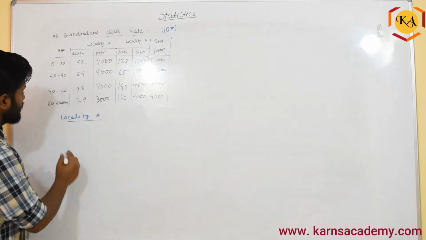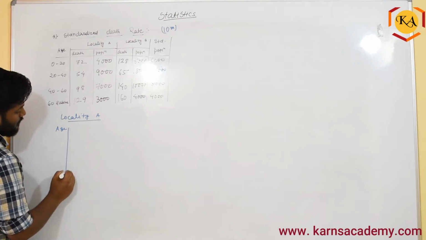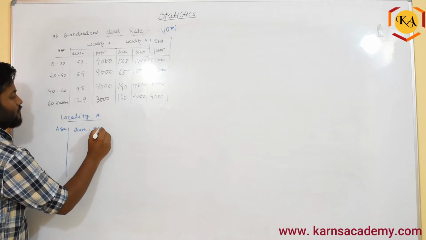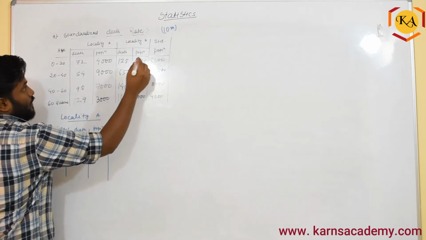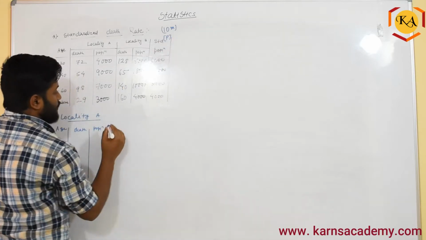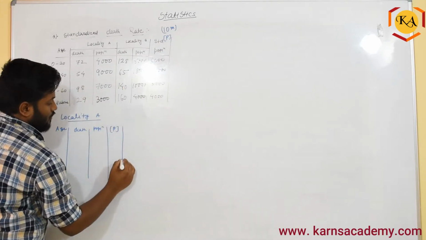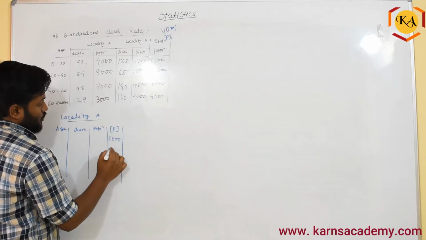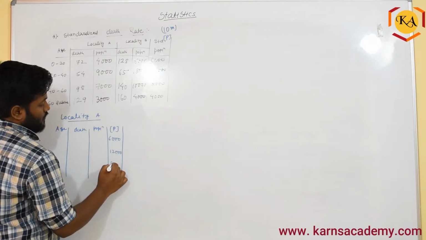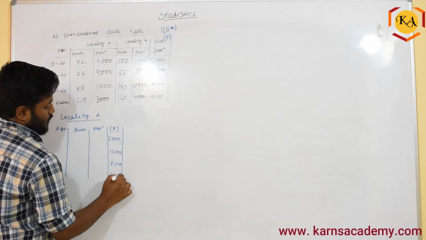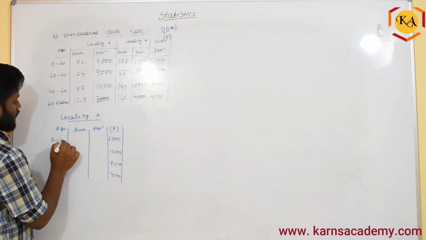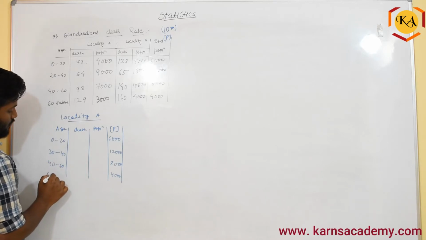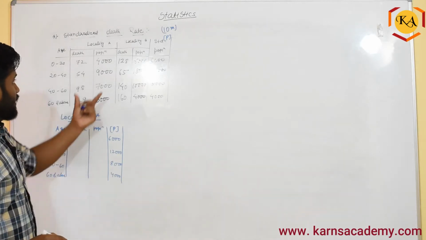Now locality A, what all is given? Age, death and population, and also standard population. Standard population is denoted as P. So let me write P. All these things are given. Standard population is 6,000, 12,000, 8,000 and 4,000. Similarly, age is 0 to 20, 20 to 40, 40 to 60 and 60 and above. Okay, and death and population are the same data.